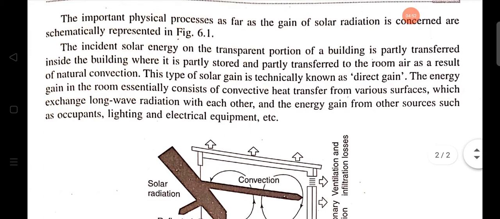The important physical processes as far as the gain of solar radiation is concerned are schematically represented here, in this figure. That means the incident solar radiation on the transparent portion.